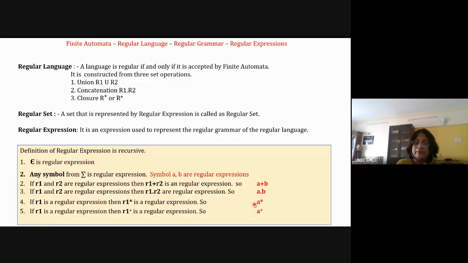And A star means star closure. Star closure means A can be there for 0 times or any number of times. So the machine will go to the final state by processing this symbol for 0 times. This means initial state is equal to final state. And then A can be there for any number of times. So A can be there for 1, 2, 3, 4, 100 million times. Still the machine will go to the final state. And A plus means A should be there at least once. So the minimum length string is A here.